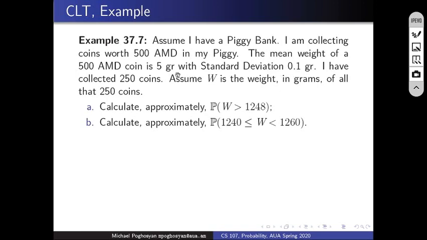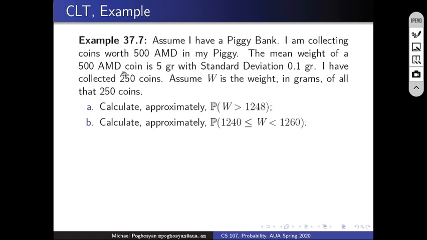I'm not assuming that the distribution is normal. I'm not assuming anything besides these two: mean is 5 grams and standard deviation is 0.1 gram. I have collected 250 coins. So I'm rich. Okay. Assume W is the total weight in grams of those 250 coins. What is the probability that W, the total weight, will be larger than 1248? Or the second part: what is the probability that W is between these two?